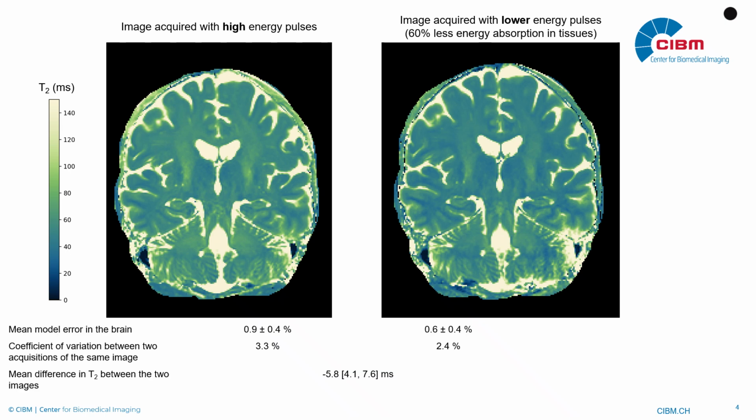When I used those lower energy pulses to measure T2 in the brain, the images had good quality and repeatability. However, they were slightly more noisy in some brain regions due to locally low signal intensity. Also, the T2 values were overall lower than in images acquired with high energy pulses. Next, I will investigate where this difference comes from by using an object with known T2 values.